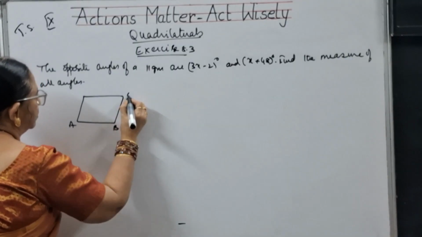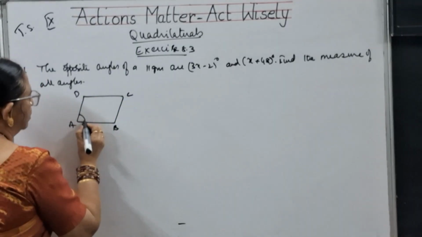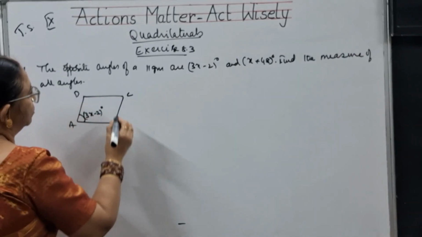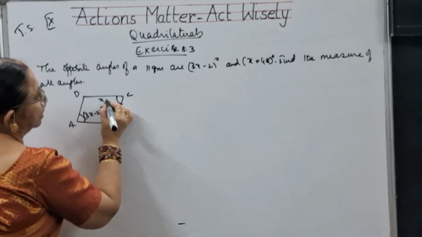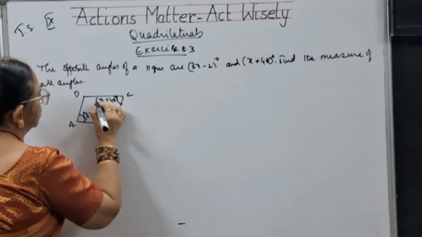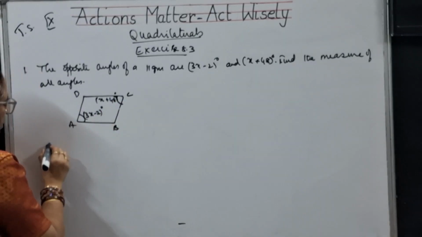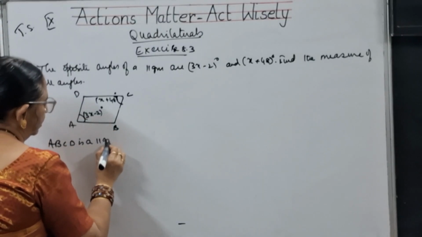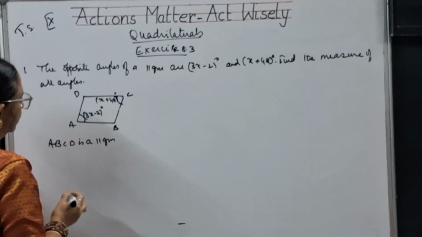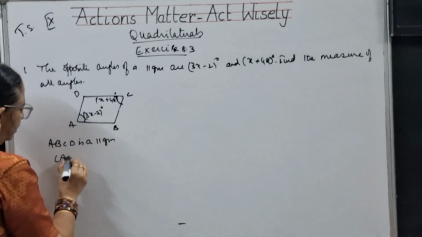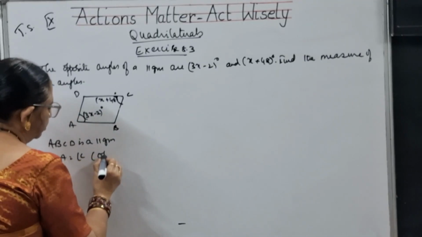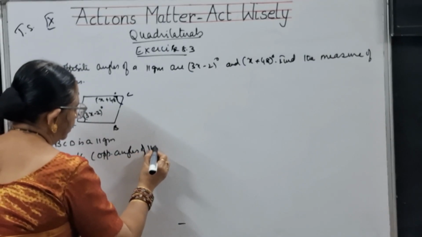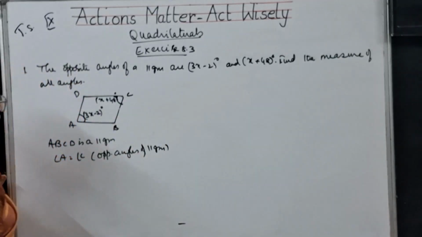A, B, C, D. Opposite angles means let us consider angle A is equal to 3x minus 2 and angle B is equal to x plus 48 degrees. So we know that since ABCD is a parallelogram, we can say that angle A is equal to angle C. Why? Because they are opposite angles of parallelogram. Opposite angles of parallelogram are equal.